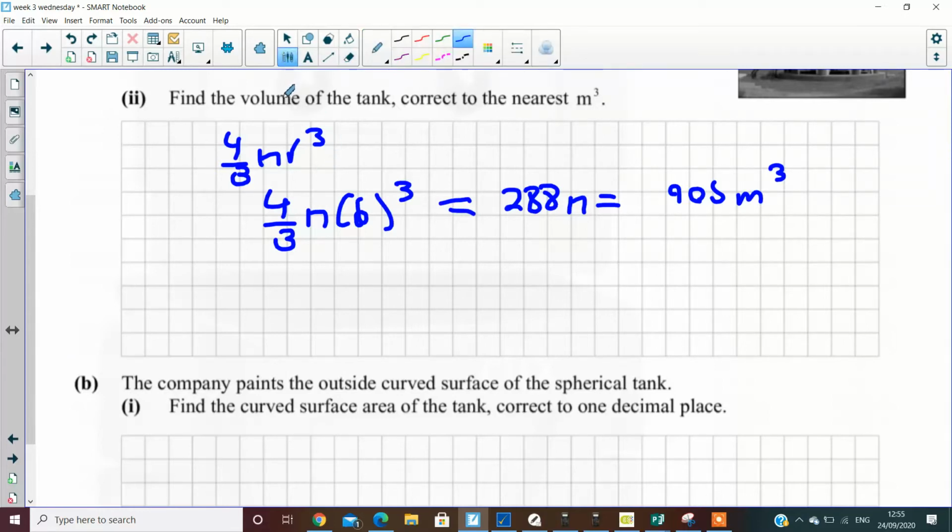Yes? Yeah. What's the curved surface area of a sphere? Okay, you see this is starting to get repetitive now, isn't it? 4 pi times 6 squared. Lob it into the calculator, let me know what you get. 45?